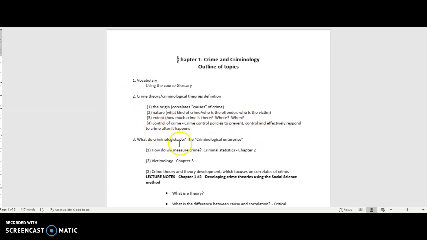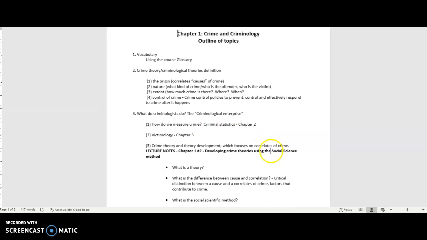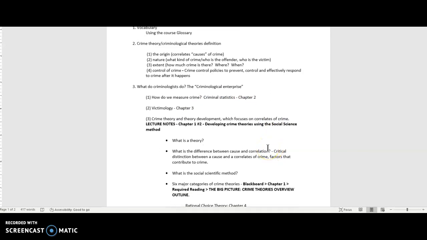The next thing that you'll cover in Chapter 1 is understanding what criminologists do, or what is called the criminological enterprise, the work of criminology. There are a number of sub-areas, 6 to be specific. We are only going to deal with 4 of those areas in this class. The first is how do we measure crime, or crime statistics. That's Chapter 2. That'll talk about the nature and extent of crime, how much crime is there, where is it happening, when, who's committing it, who are the victims, information of that sort.